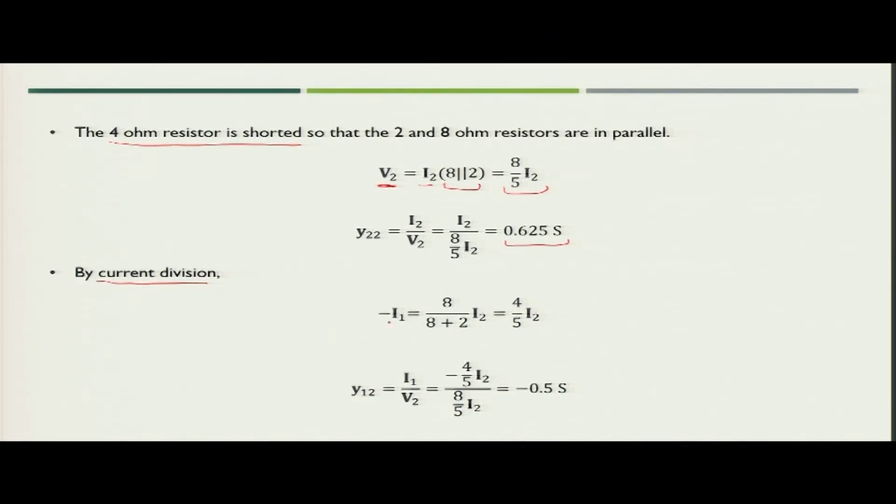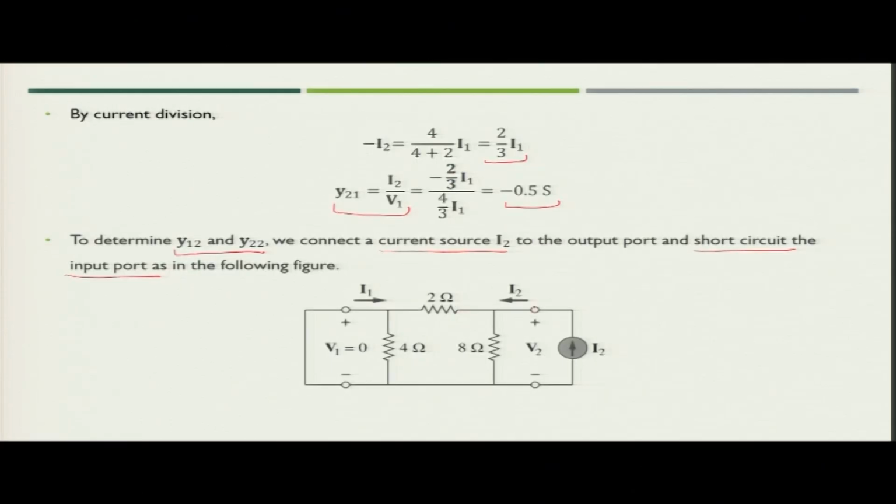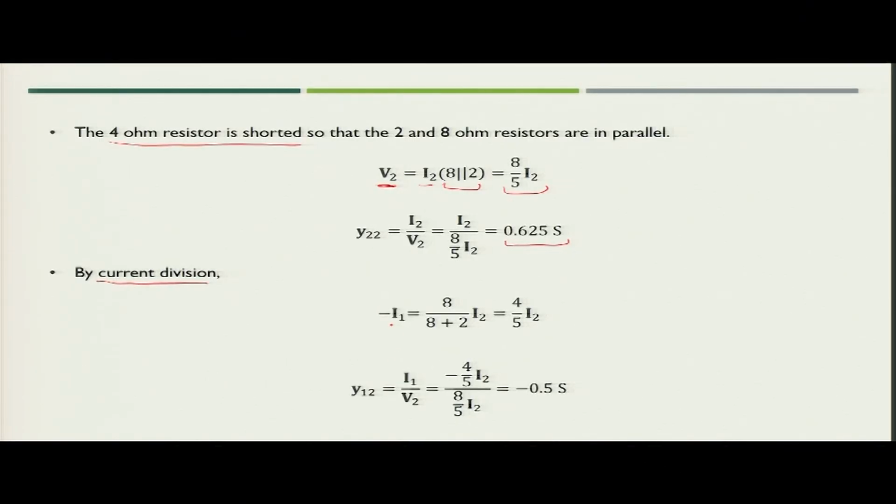Now, next again you have to use the current division, so that you can find out the value of current I1 in terms of I2. So, if you see this figure, I1 will be flowing in this particular resistance, that is 2 ohm resistance, but one leg of I2 will also be flowing through this. So, you can say that the component of I2 flowing through 2 ohm resistance is nothing but negative of the current I1. So, using this you can simply use the current division and find out the value of I1 in terms of I2. So, you can say minus of I1 is equal to 8 upon 8 plus 2 into I2, that is 4 by 5 I2.